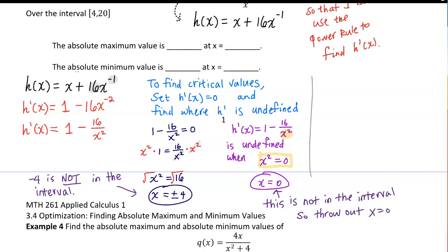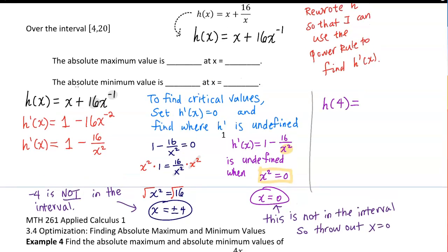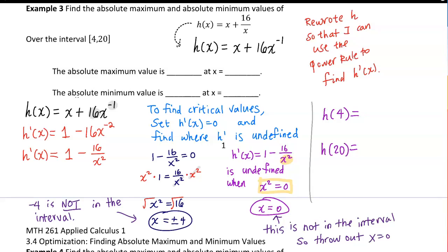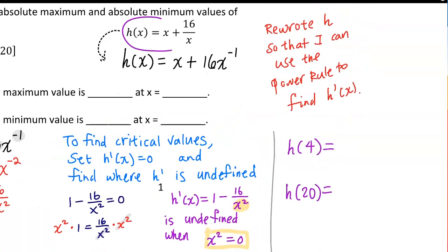So first of all, what is h of 4? The only critical value that survived this check was 4. So I end up just doing the endpoints again, huh? Let's see who comes out to be bigger. I need to plug in 4 and 20 into the original function to compare the numbers. So first of all, 4 plus 16 over 4. That's easy. Wouldn't that just be 8? But I better double check because I don't want to make a mistake. All right, I typed this into my calculator. It came out to be 8.